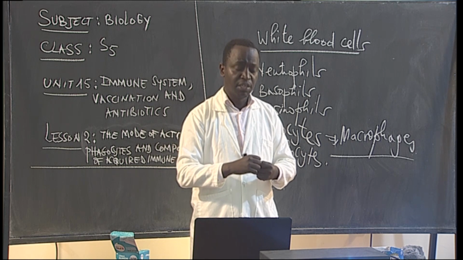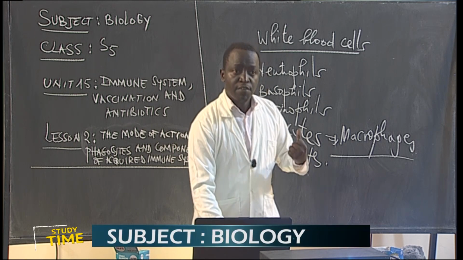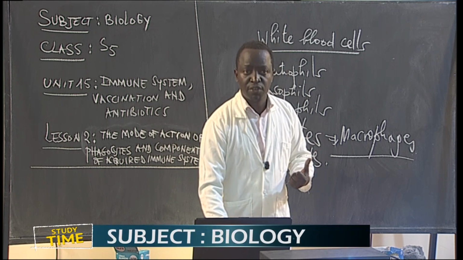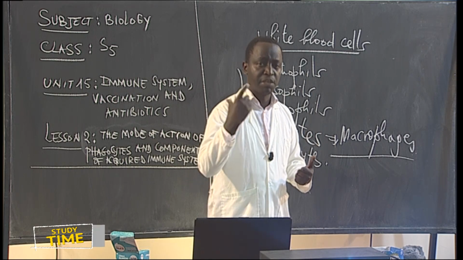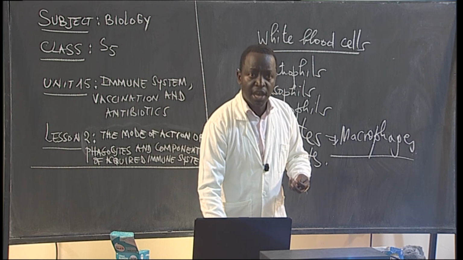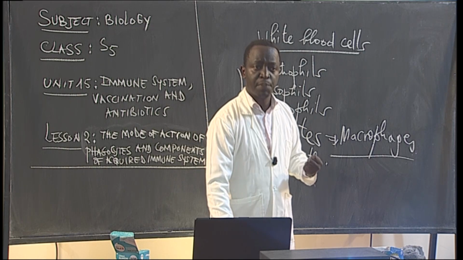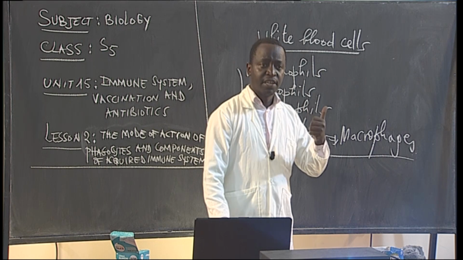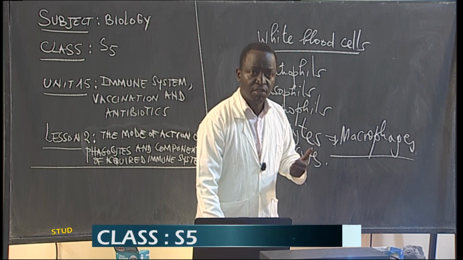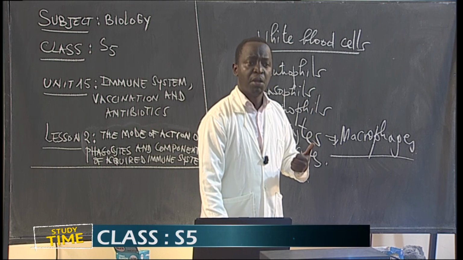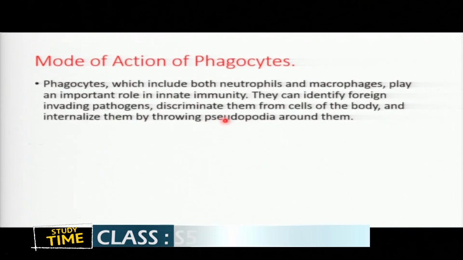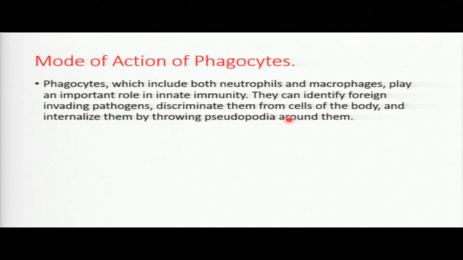Are you together? Now, when we talk about this mode of action, we're going to see how they work in brief. Phagocytes, which include both neutrophil and macrophage, play an important role in innate immunity. They can identify the foreign invading pathogens and discriminate them from the cells of the body, and then internalize them by throwing pseudopodia around them. So this is what I have talked about, my friends.